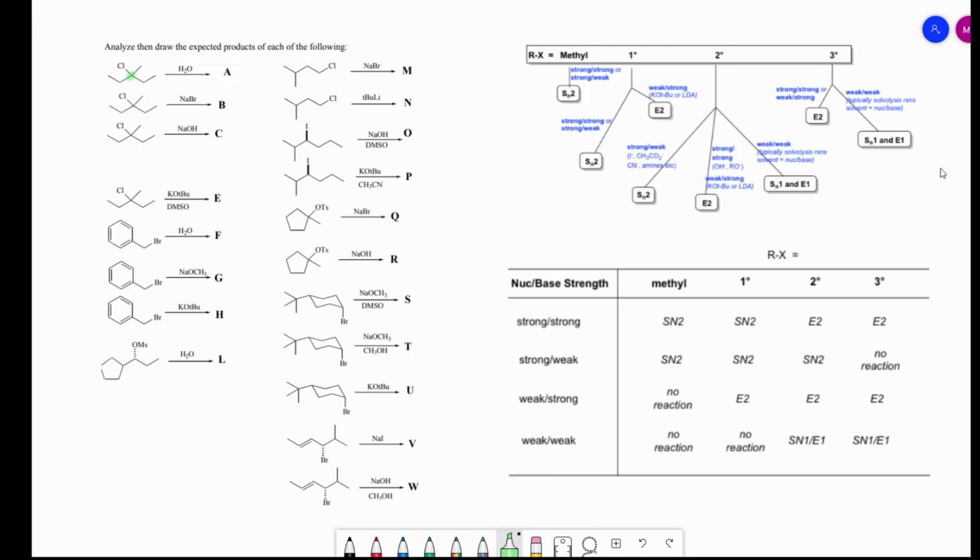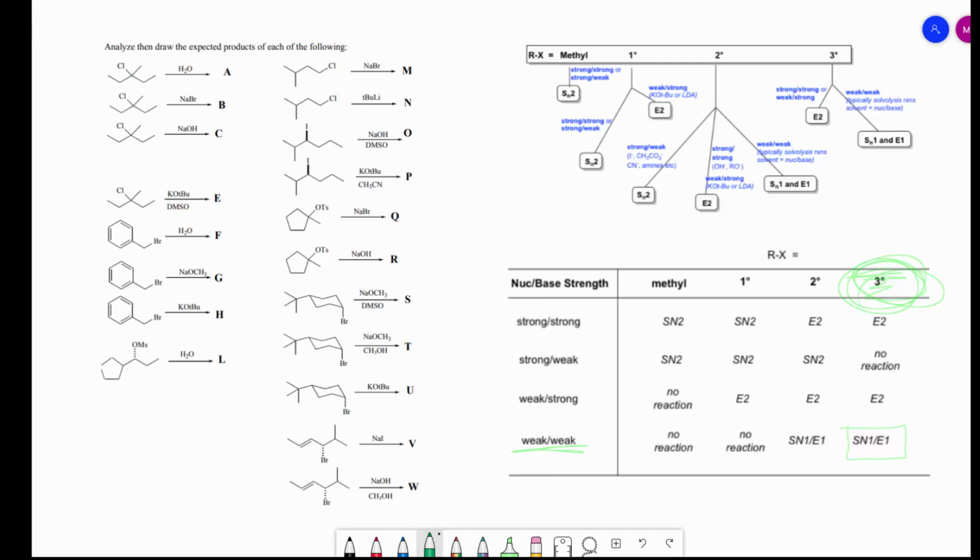So right here on this first molecule, we have a tertiary carbon that has a chlorine. Because we have a tertiary carbon, I'm going to be looking in this column, my tertiary column. Now I need to identify what I'm reacting with. I have water. Water is a weak nucleophile. It is also a weak base. So where those two things match, I have an SN1 and E1 mixture of products.